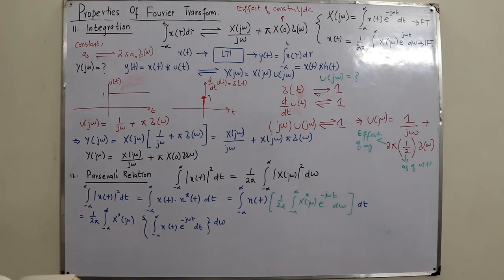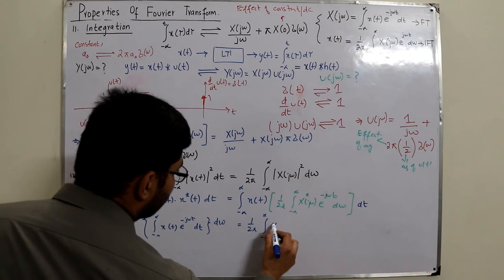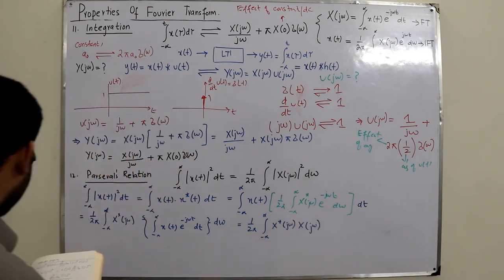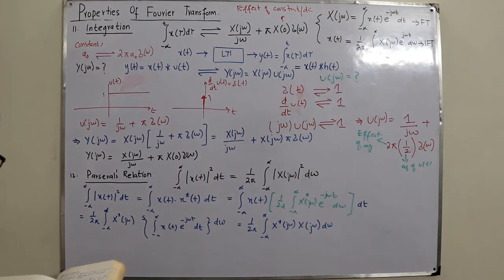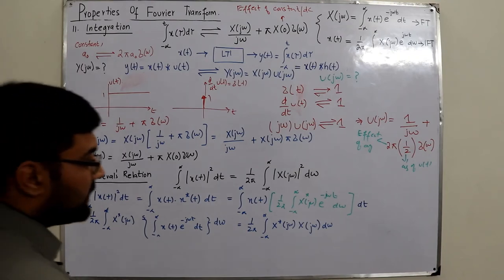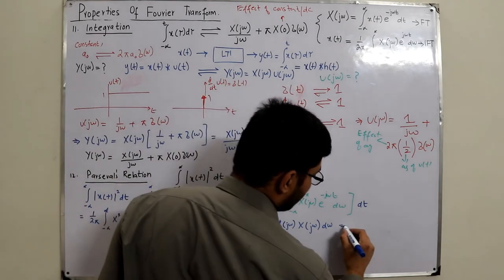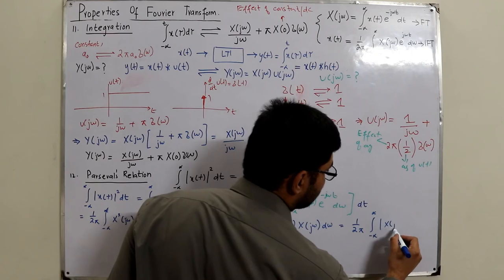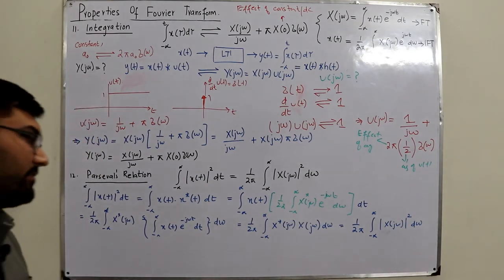So what do you think it is? Is this not x of j omega? It is, right? So can I not write like this, 1 upon 2 pi integration negative infinity to positive infinity x conjugate of j omega into x of j omega, right? And the d omega as itself, like this. Isn't this like this? And you know it very well. X conjugate of j omega into x of j omega would give you the x absolute square. So this would be equal to 1 upon 2 pi negative infinity to positive infinity x of j omega whole squared with respect to omega. And this is what we have proved.